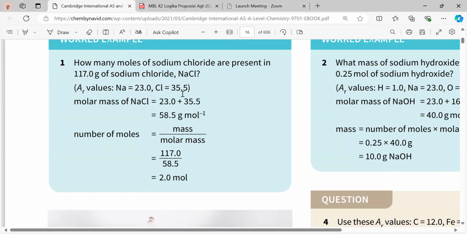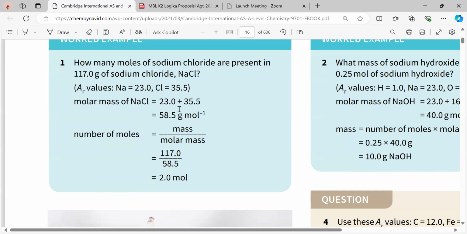And we have chlorine right here, 35.5. Once again, you can find the Ar values on the periodic table. But there are some elements that you probably encounter a lot, so you probably memorize them. For example, hydrogen is equal to 1. You've probably encountered that a lot, so it's probably memorizable.